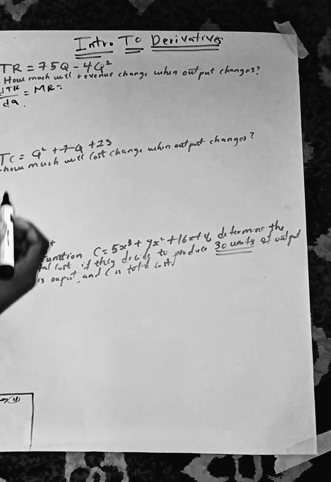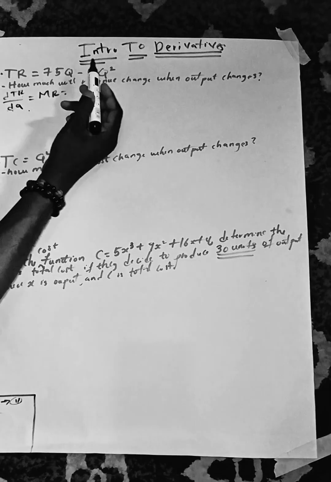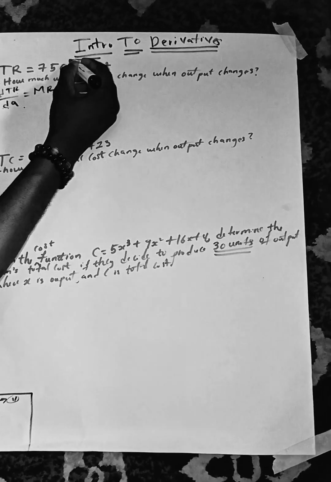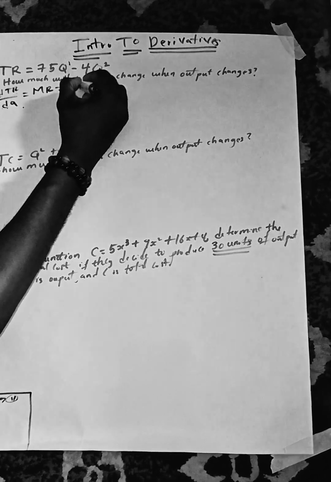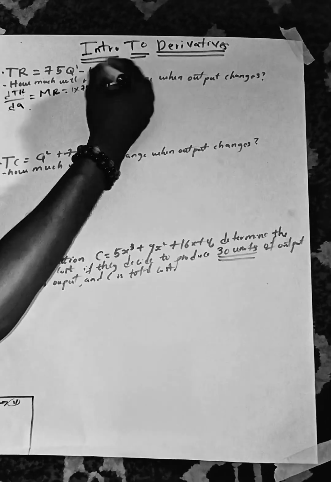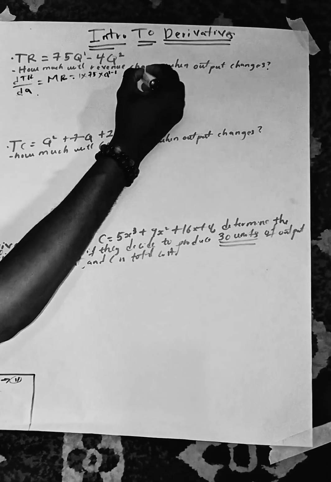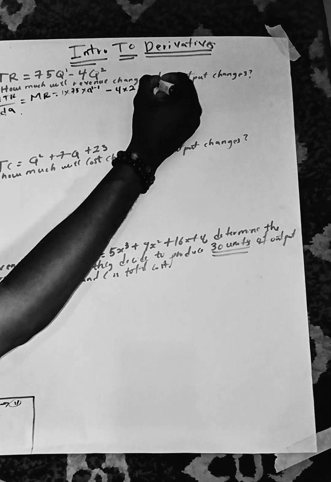And if you remember the rule of differentiation, the power comes to the front, then minus 1. Since this one is 75Q raised to power 1, it just becomes 1 times 75 times Q raised to the power 1 minus 1. Then minus the same thing for this, 4 times 2 times Q raised to the power 2 minus 1.